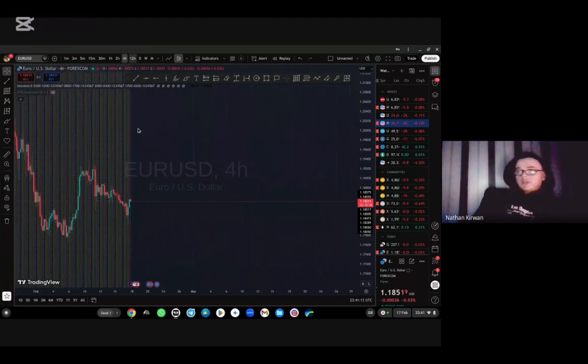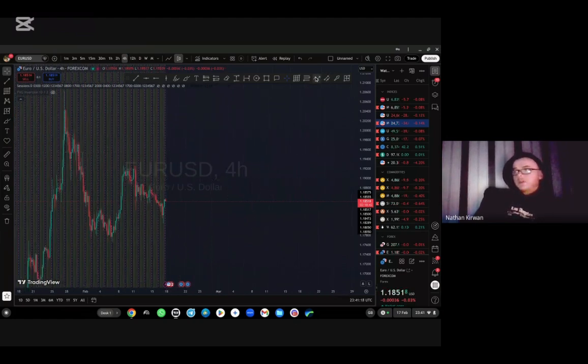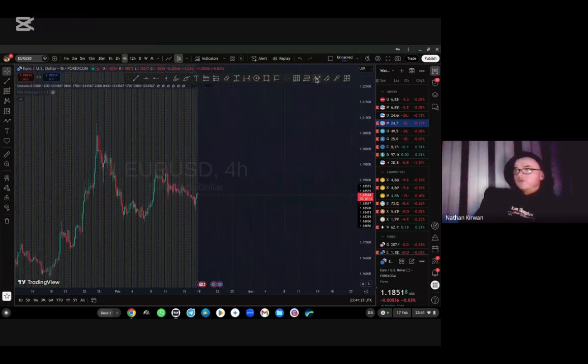Now if we have a look here, we're in a bullish trend. How do we know we're in a bullish trend? Because price is making consecutive higher highs and higher lows.